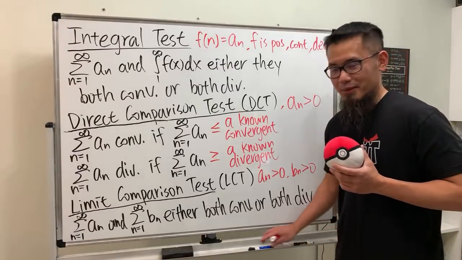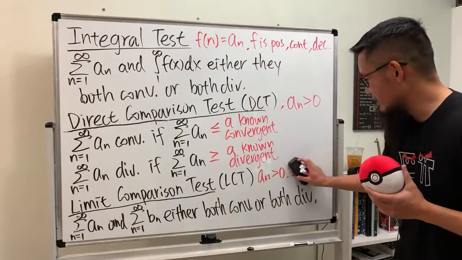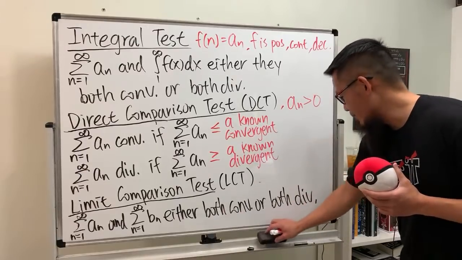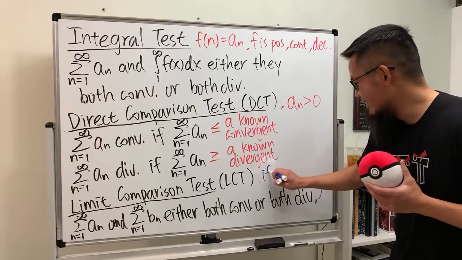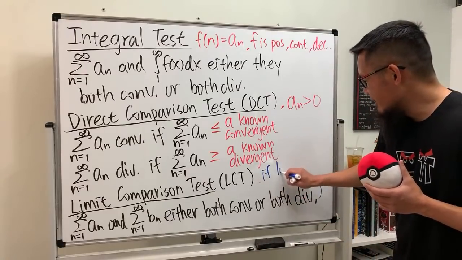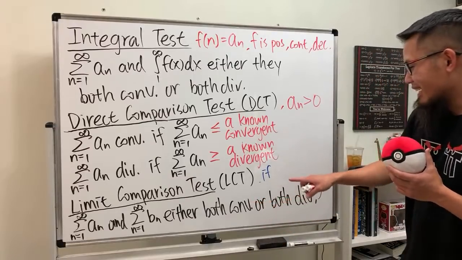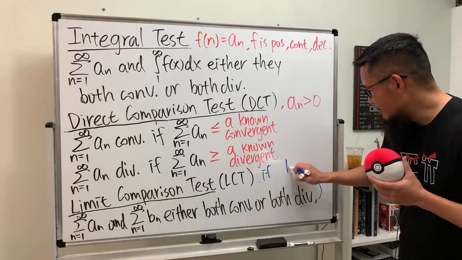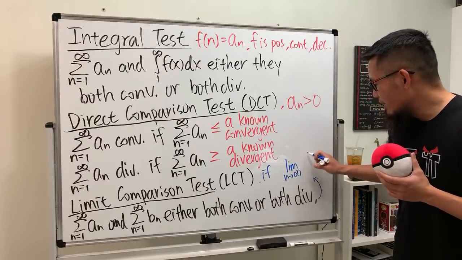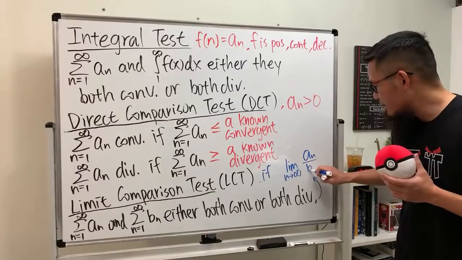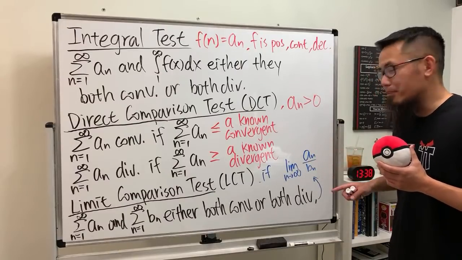Well, this is a video, so you guys can rewind, right? So I'm going to just erase this part right here. I will just do it like this. Yeah. If you take the limit, let me write it down better right here. They both converge or they both diverge if you do the limit. Right, this is the limit, not the series. As n goes to infinity, you just do an over bn. Technically, the order right here doesn't matter, but usually we just put down an divided by bn.